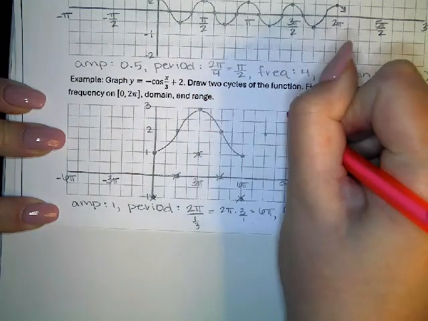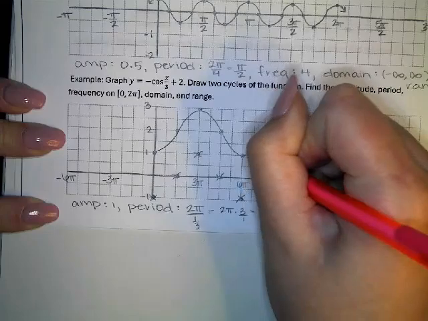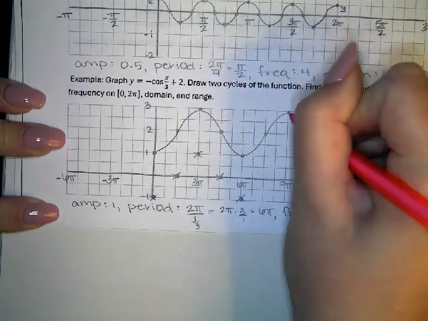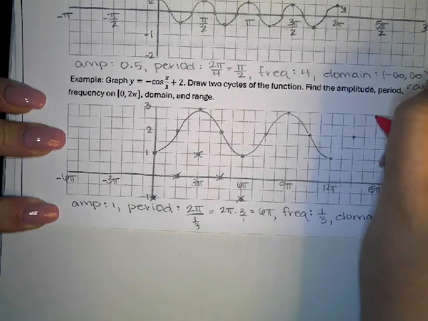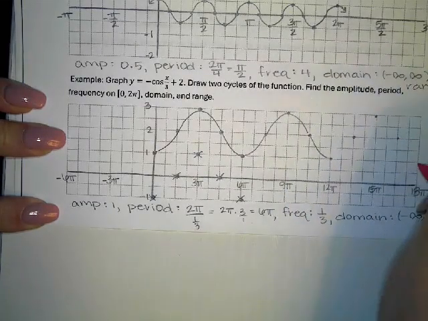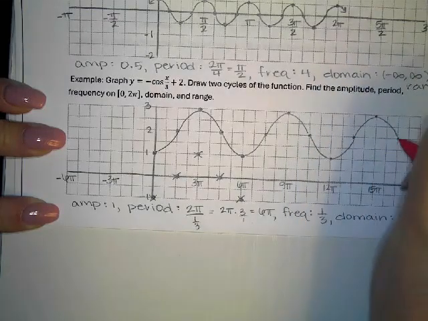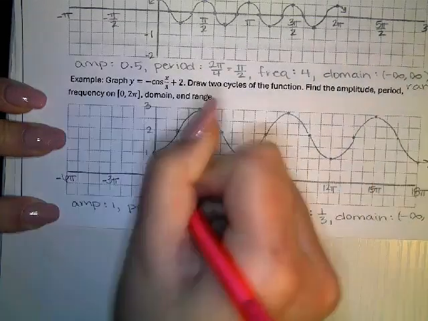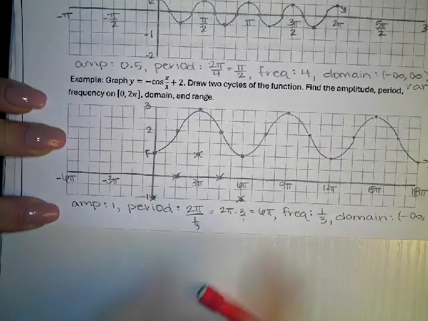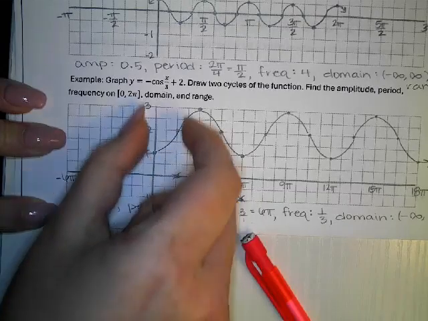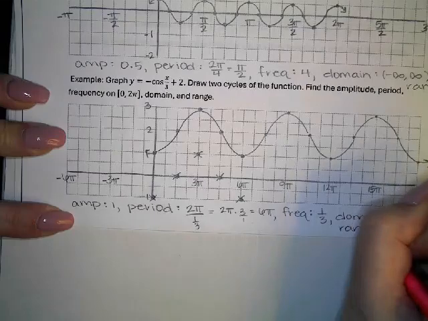Was kind of nice. Here we go. Okay, so from 0 to 2 pi, somewhere in here, we only get 1/3 of the cycle. So not very much of it. The range for this particular graph is from 1 to 3.